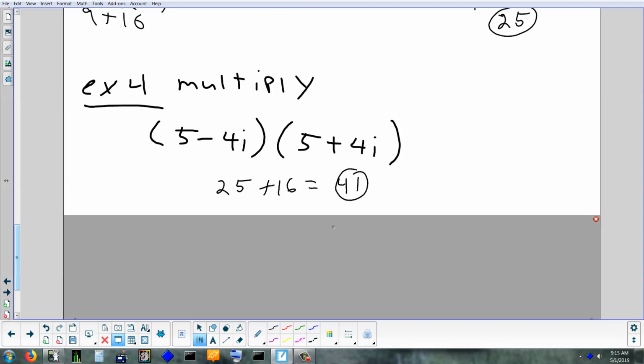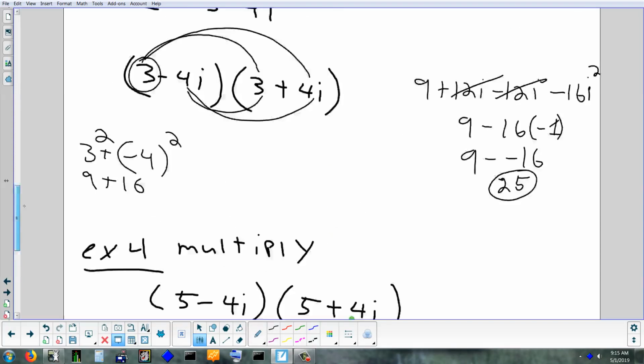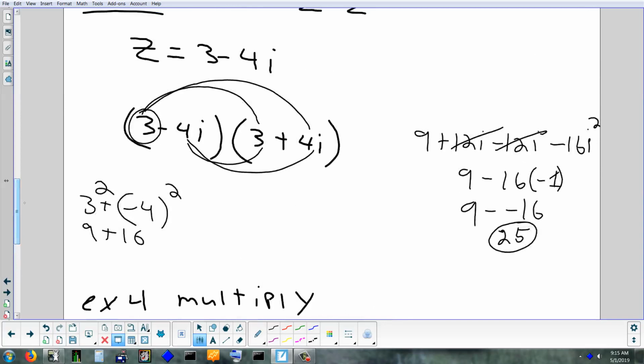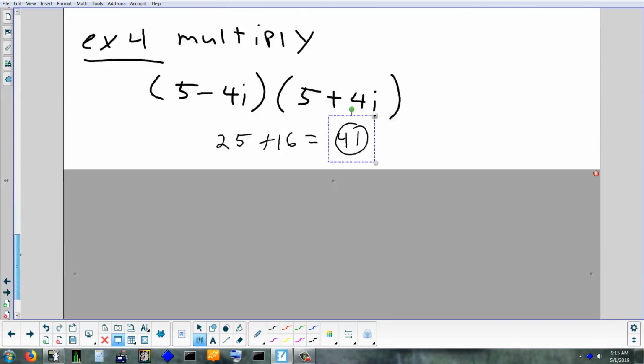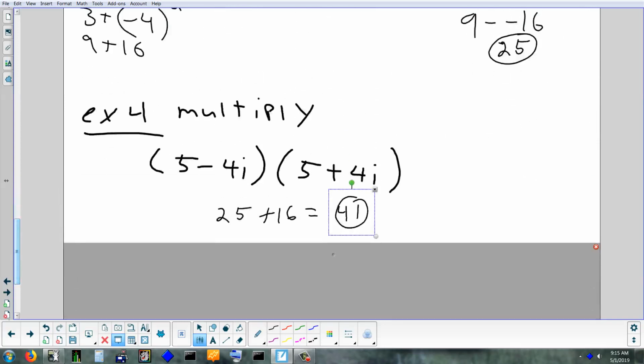Now, look at the kind of answer you got. 41. Look at the kind of answer we got up here. 25. What kind of numbers are those? 41, 25. Thinking about the kind of numbers we're studying right now. Real numbers. Those are real numbers. So the point when you multiply conjugates together is all the i's disappear. That's the point. You make all the i's cancel out. That's why you multiply by the conjugate.